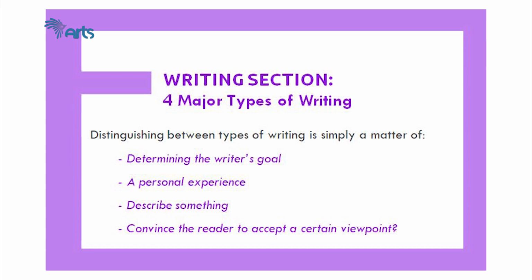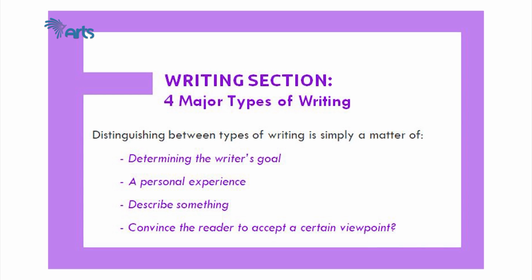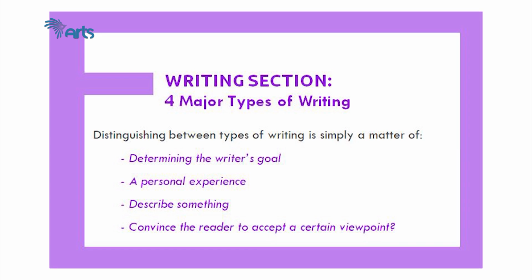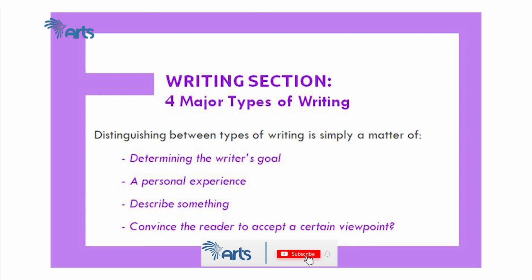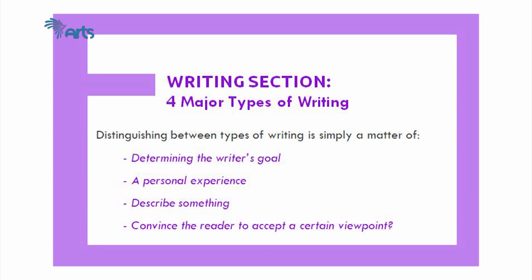These major types of writing would be asked either about their nature, or you might be given a sentence and you'd be asked what type of writing this is. You try to decide from those 4. Your choices are 4. Let's see.